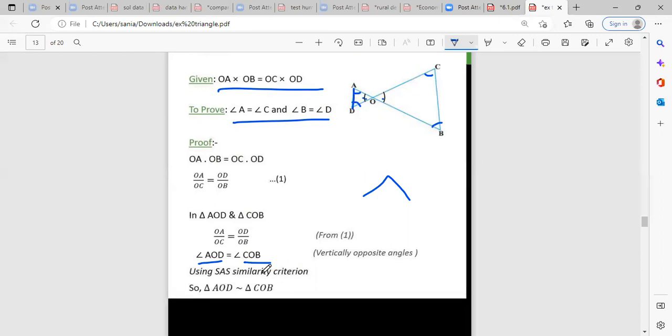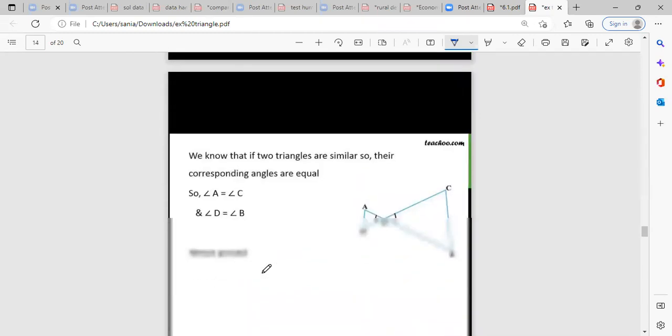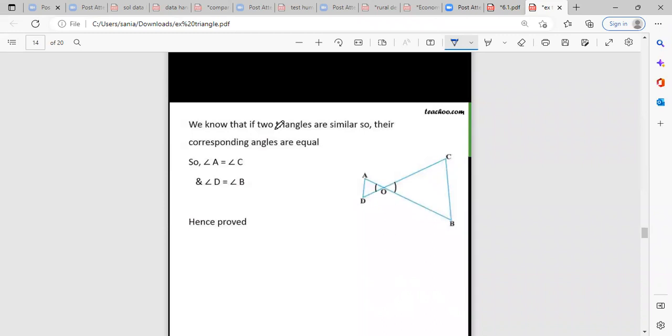Yes, teacher. We know that if two triangles are similar, then their corresponding angles are equal as well. So these two triangles are similar, so that means this triangle, this will be equal.